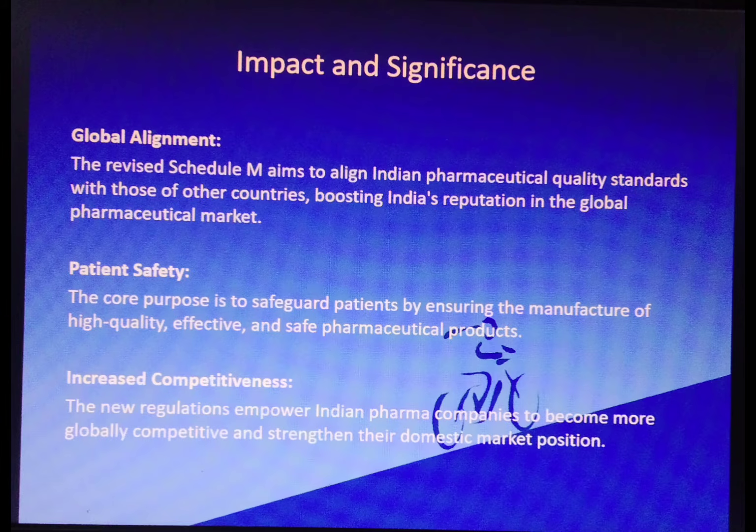Patient safety. The core purpose is to safeguard patients by ensuring the manufacture of high quality, effective and safe pharmaceutical products. Increasing competitiveness. The new regulation empowers our Indian pharma companies to become more globally competitive and strengthen their domestic market position.